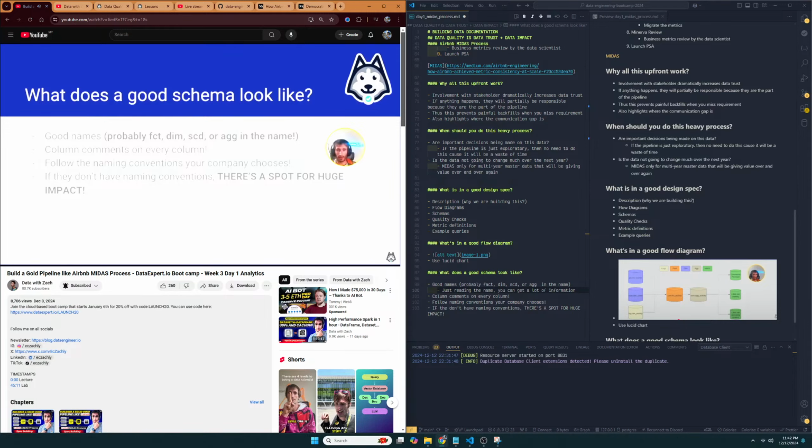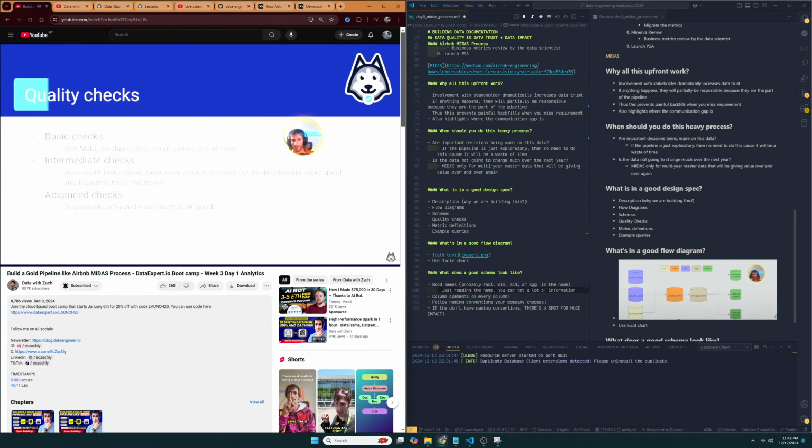So that can be another great place to go. But the key thing here is follow the naming conventions at your company or build them if they don't exist. Comment every column. Every table name should have fact, dim, SCD, or ag in the name. If you do those four for your schemas, you're going to be very far ahead of a lot of different people. So that's a good way to build good tables that have good names and good columns.